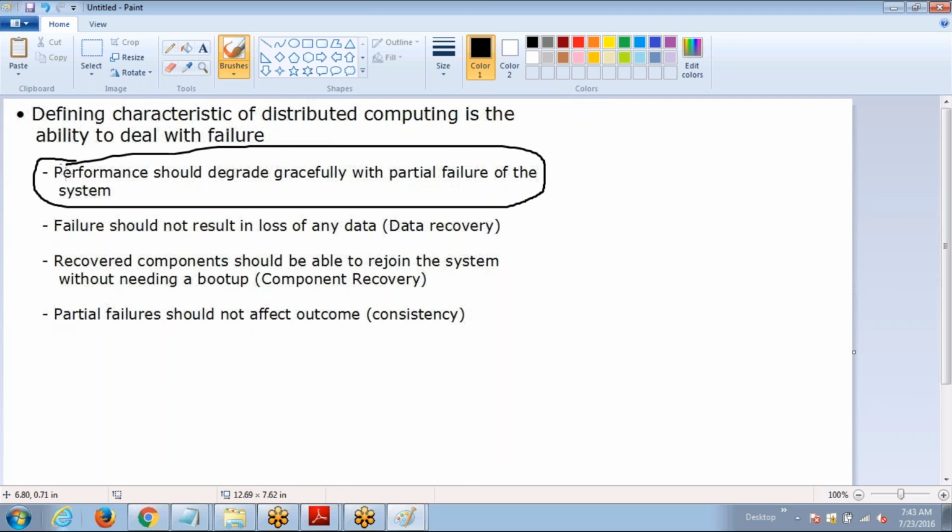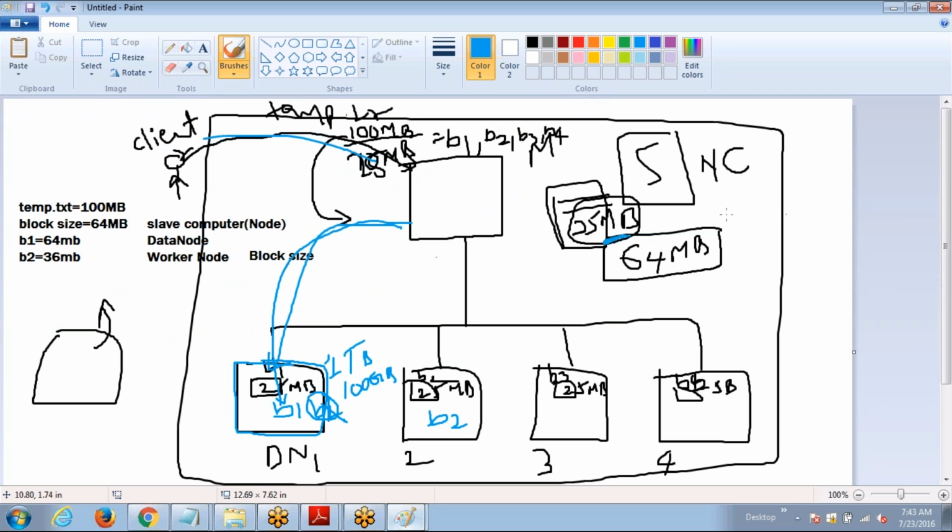What I mean by this is, in my example here, you have a 5 node cluster, and I'm trying to find out the maximum temperature on top of this 100 MB of data. My entire Hadoop cluster is probably taking 10 minutes to find out the maximum temperature out of this 100 MB.